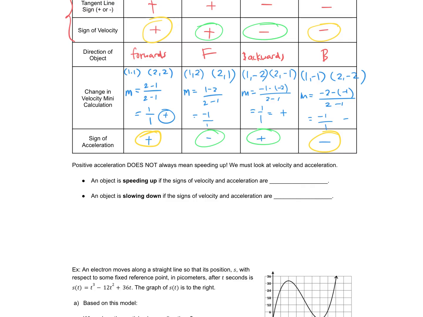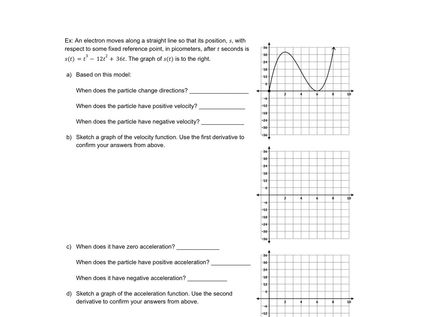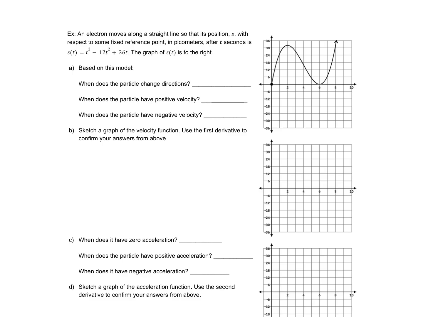So let's put that together. Positive acceleration does not always mean speeding up. We have to look at velocity and acceleration. So an object is speeding up if the sign of velocity and acceleration are the same, and an object is slowing down if the sign of velocity and acceleration are opposite. So let's take this and apply it to a full-on scenario with a few other follow-up questions.